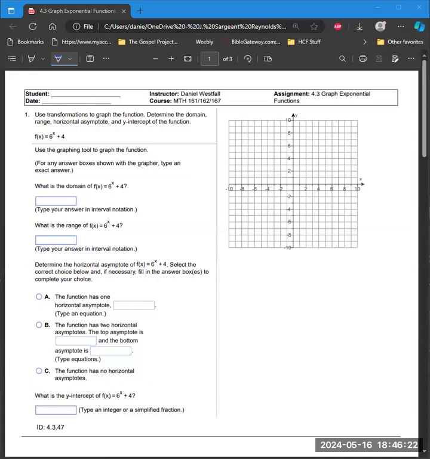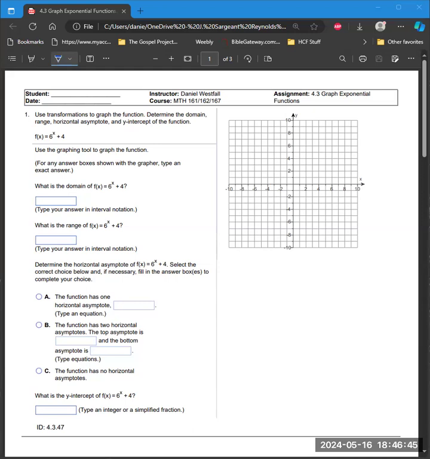In this video, we're going to graph exponential functions. Let's go ahead and use transformations to graph the function and determine the domain, range, horizontal asymptote, and y-intercept of the function. So this is y equals 6 to the x plus 4.